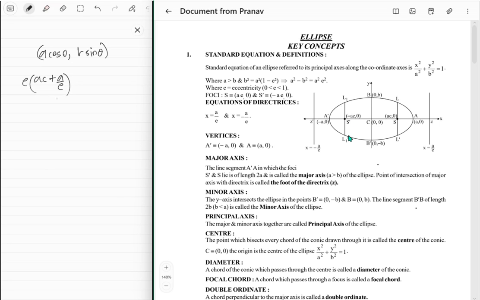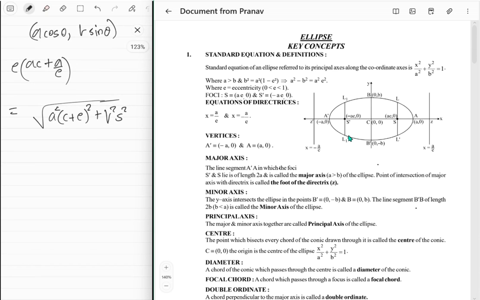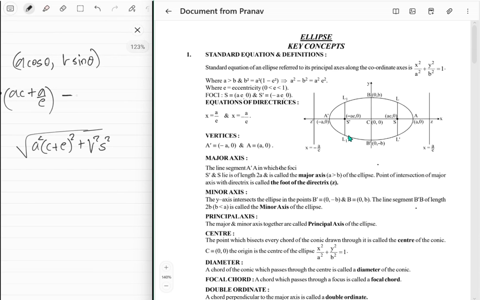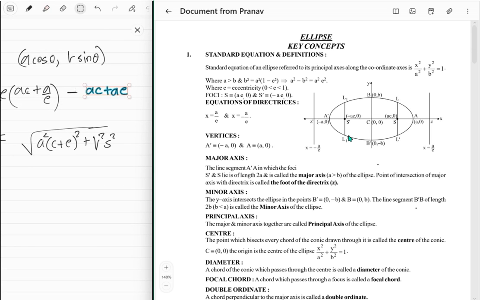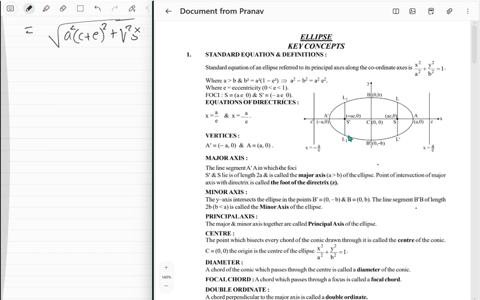So for that, you just want it equal to the square root of a times cosine theta plus e, all of that squared, plus b squared sine squared theta, right? So this thing is just a cosine theta plus ae. Ooh, okay, ae cosine theta plus a, sorry, right? That's more like it.